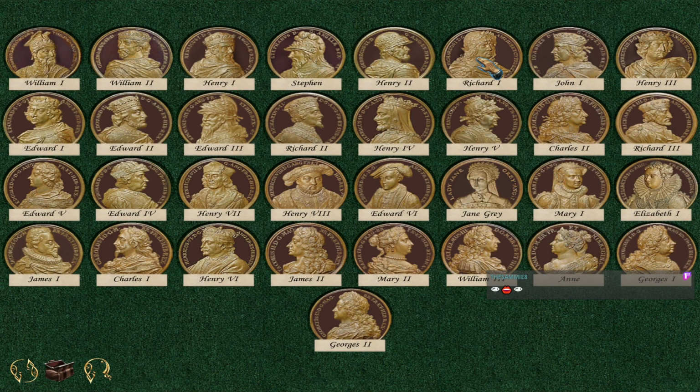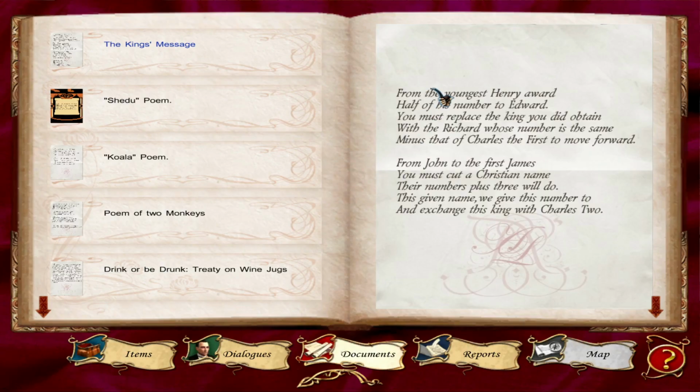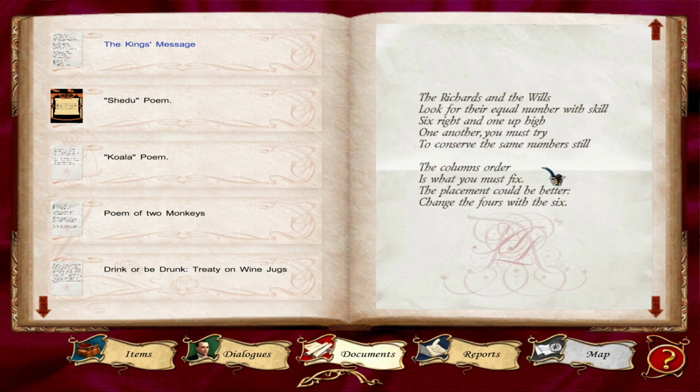My God, I feel like my eyes are losing all ability to focus at this point. All right, so do we count the Richards, or do we only count as many as there are equal in them? Because I said keep equal. Let's check this. The Richards and the Wills, look for their equal number with skill. Okay. So equal number.